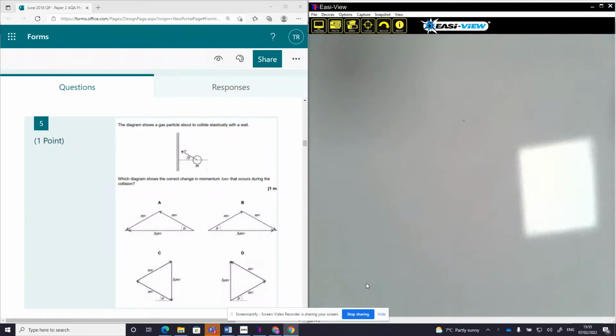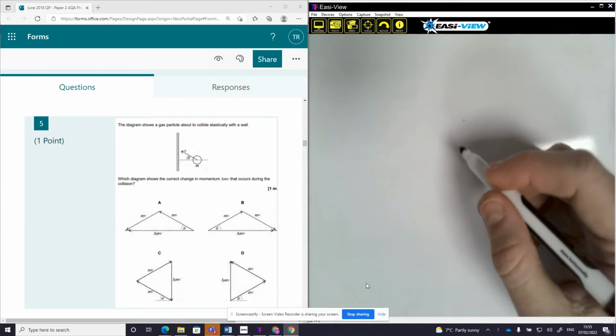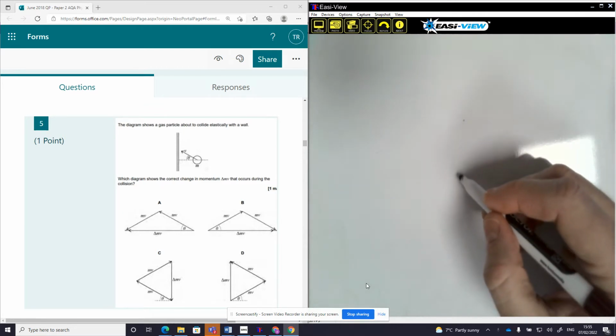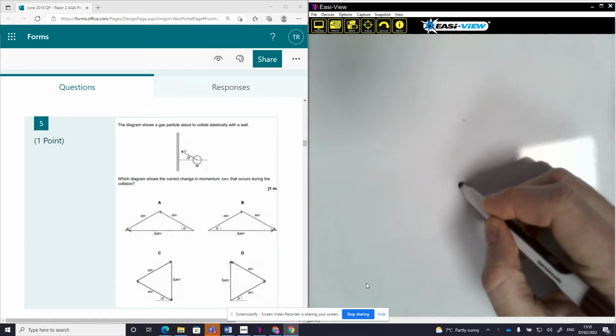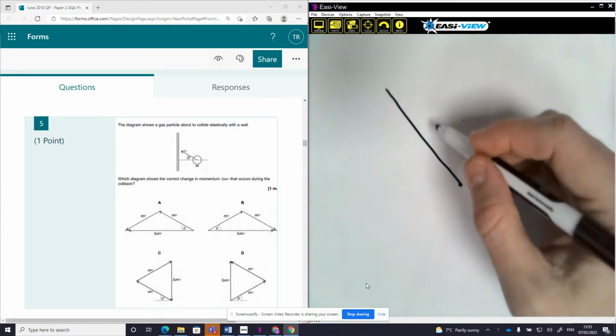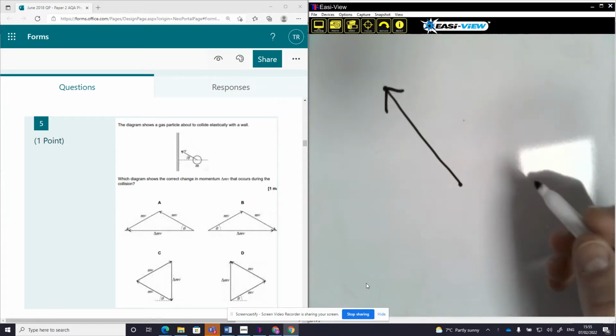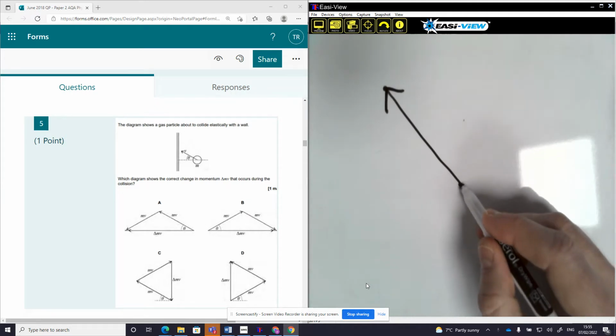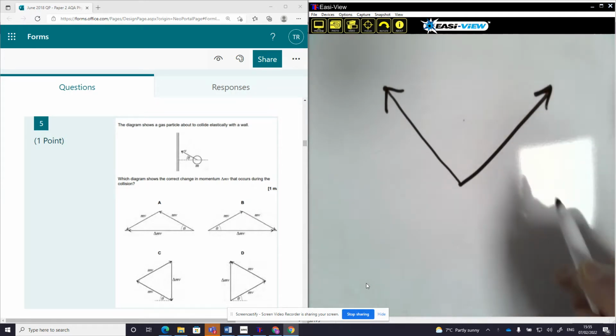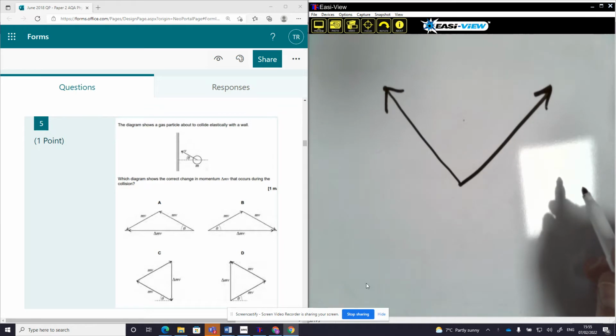So this question is about the change of momentum of a gas particle in a collision. And my way of approaching this would be to look at what my starting momentum is for the gas particle. So my starting momentum is mv in this direction, and then my final momentum of the gas particle is in this direction. So what is the change in momentum?